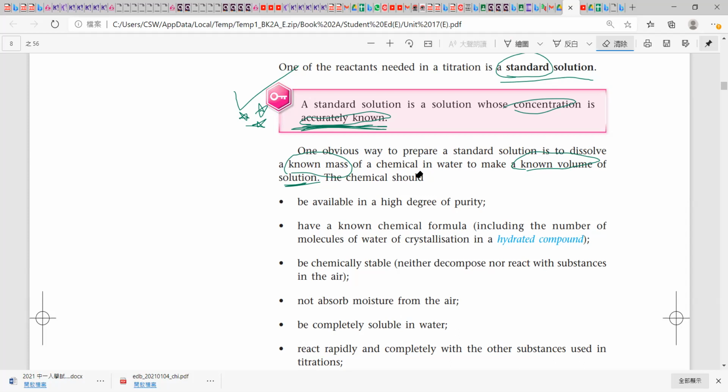Why? Now, for example, if I have 1 gram of sodium chloride and I dissolve it in 100 cm cube of water, what is the total volume of the solution? Is it 100 cm cube? Is it smaller than or larger than? Larger than. Somebody said it's larger than.